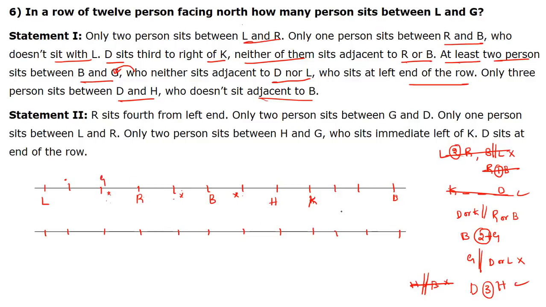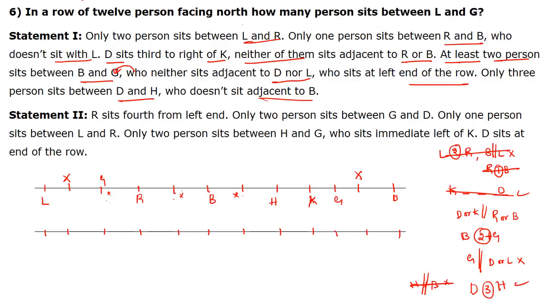So G can be here, but then G is not an immediate neighbor to D or L. G cannot be an immediate neighbor to L, so G cannot be here. G cannot be an immediate neighbor to D as well, so G cannot be here. So B is here, 1, 2, 3. There should be at least 2 persons, it can be more as well. So G can be here as well. If we go through statement 1, G can be at this place or this place. I hope you got it.